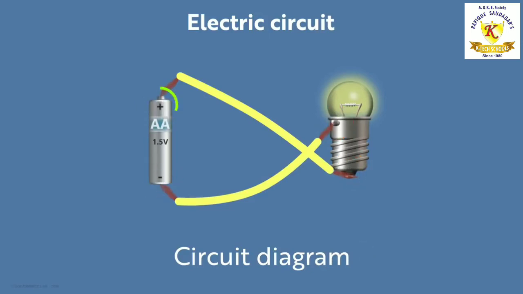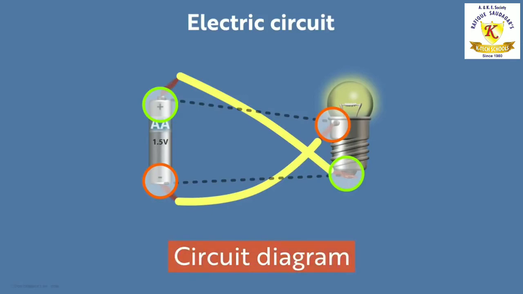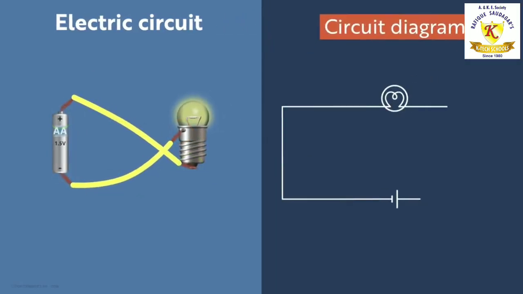If you look at this circuit, the positive terminal of the cell was initially connected to this terminal of the bulb and is now connected to the other terminal. Similarly, the negative terminal, which was initially connected to this terminal, is now connected to this one. So how will the circuit diagram of this circuit look like? This is the circuit diagram.